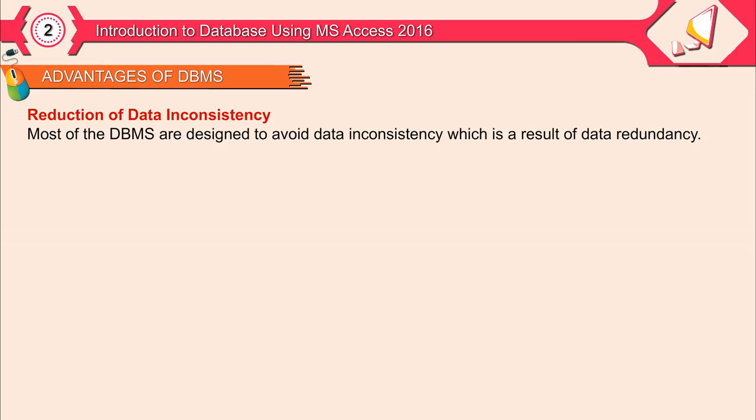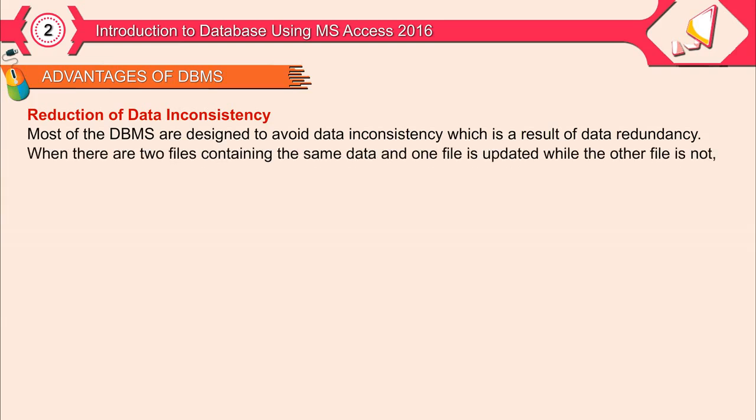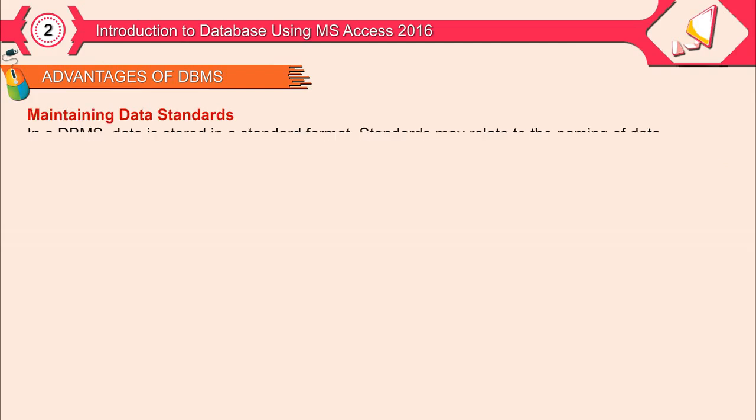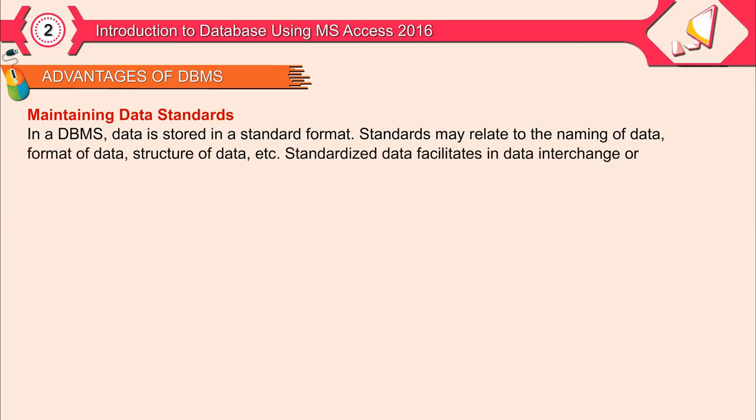Reduction of data inconsistency. Most DBMS are designed to avoid data inconsistency, which is a result of data redundancy. When there are two files containing the same data and one file is updated while the other file is not, data become inconsistent. By storing the data in a single place, DBMS avoid data inconsistency. Maintaining data standards. In a DBMS, data is stored in a standard format. Standards may relate to the meaning of data, format of data, structure of data, etc. Standardized data facilitates data interchange or migration between systems.